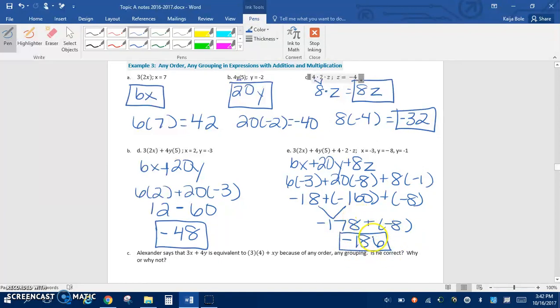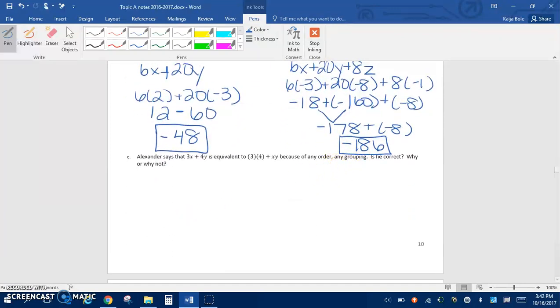Alright, and you can skip part C. We're going to do that in class altogether. So that's it for this lesson.